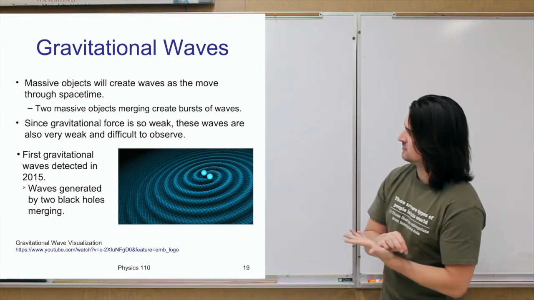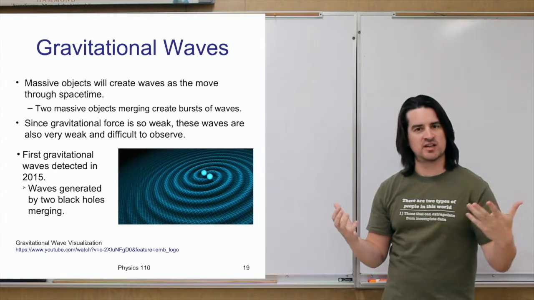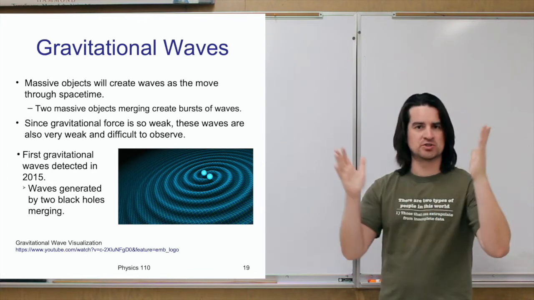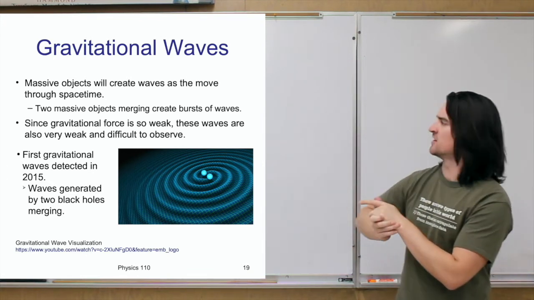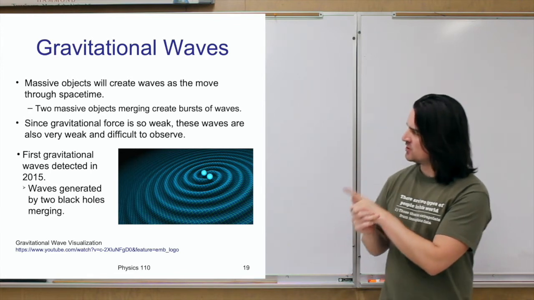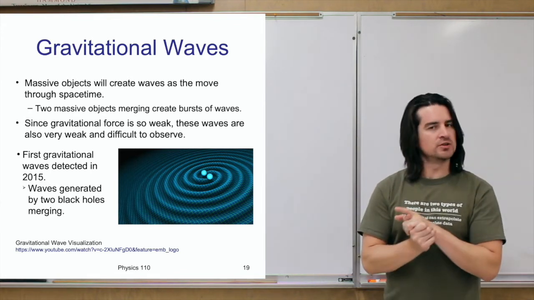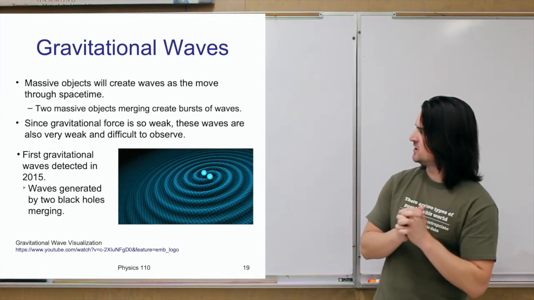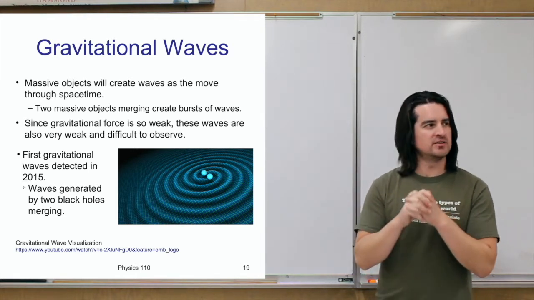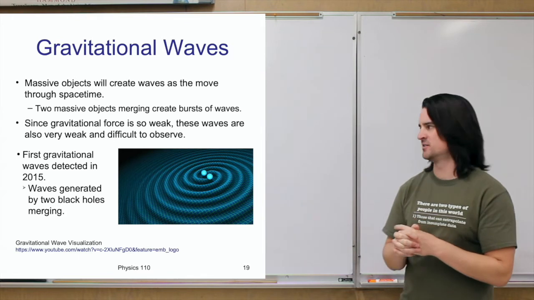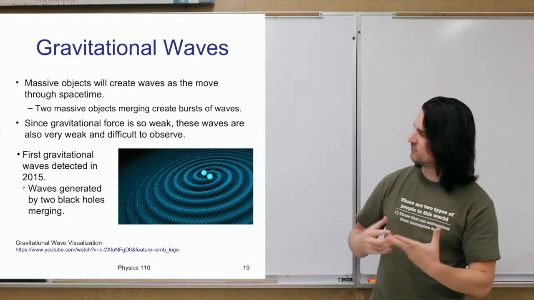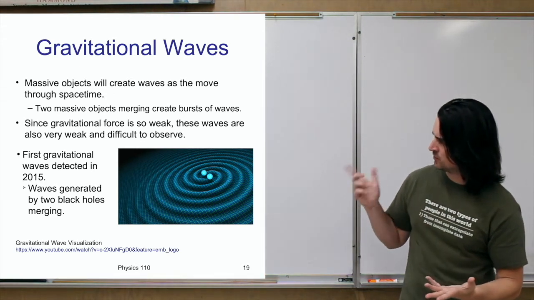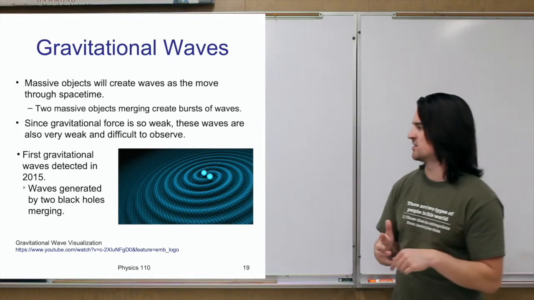And it turns out when you have two massive objects that collide and merge, you can create a burst of gravitational waves. And we'll see a visualization of that in a second. The thing is that, as I mentioned multiple times before, the gravitational force is incredibly weak. So the waves that are created are very weak, and they're very hard to detect. People were looking for them for quite a while, and we finally detected some for the first time in 2015. There's been a few other detections since then.